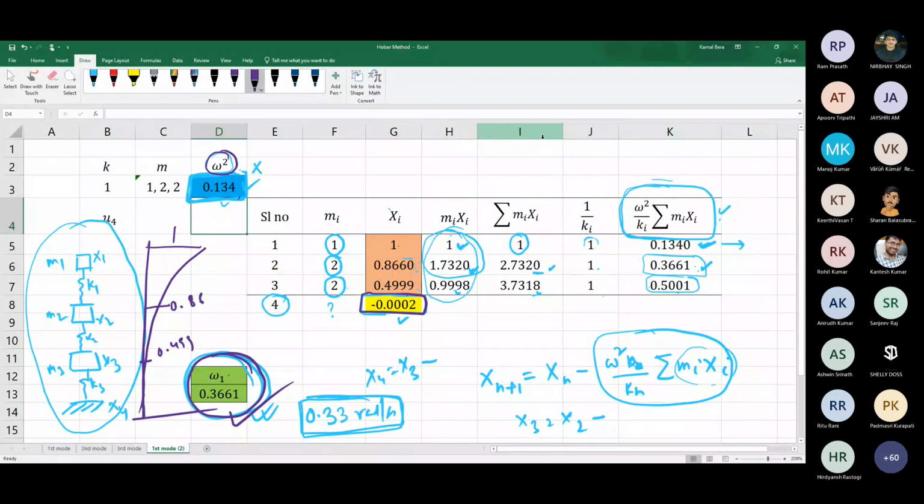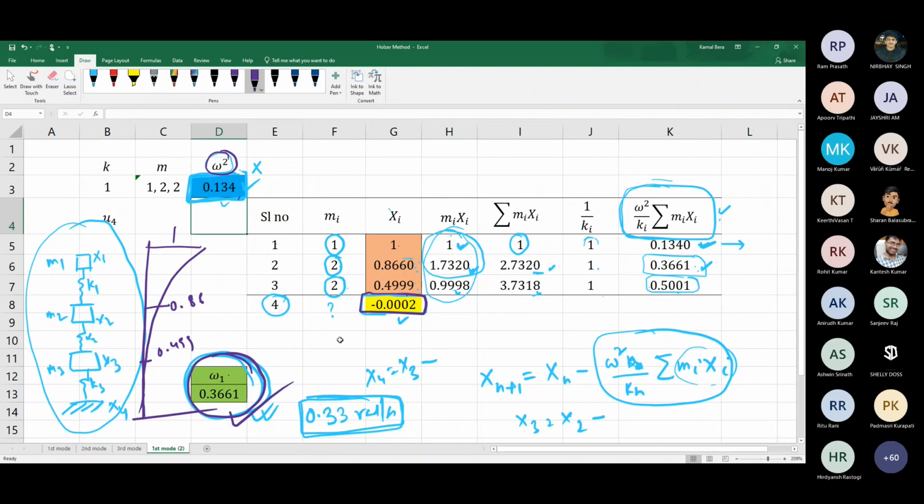So similarly, you can do it for the second mode and third. Is it clear to you? All of you agree with me on how we are finding it by a trial and error procedure using the Holzer method. People invented different types of techniques to find the natural frequency, because in those days computers were not so fast or so popular, right?